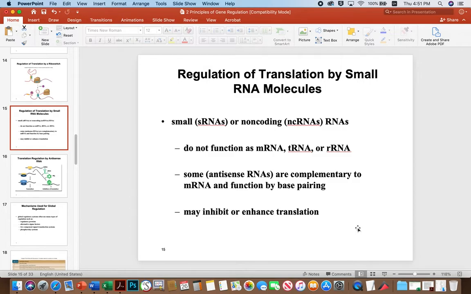Some antisense RNAs are complementary to messenger RNA and function by base pairing, and that complementarity is what they use to shut down gene expression at the level of translation. Obviously, the transcript is already made, but then with a complementary RNA stuck to it, it can't be translated. So again, it may inhibit or enhance translation.